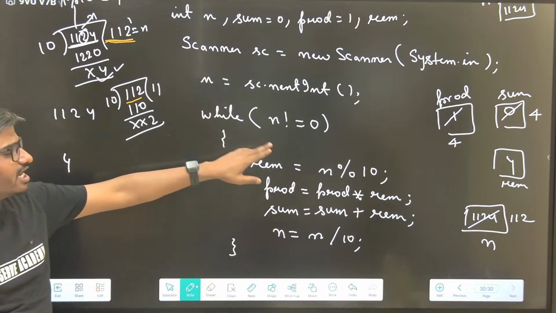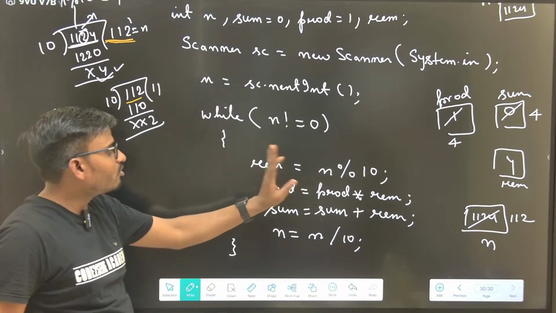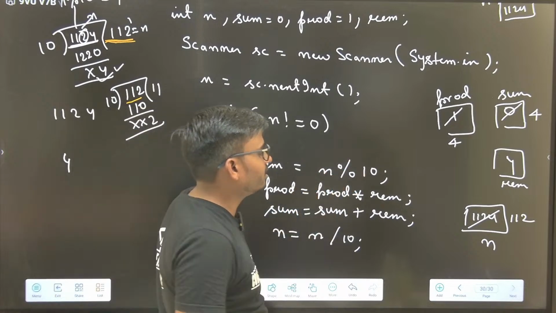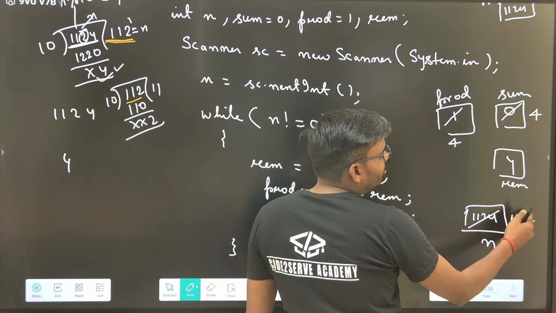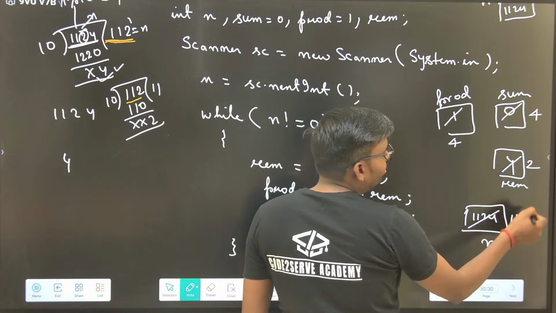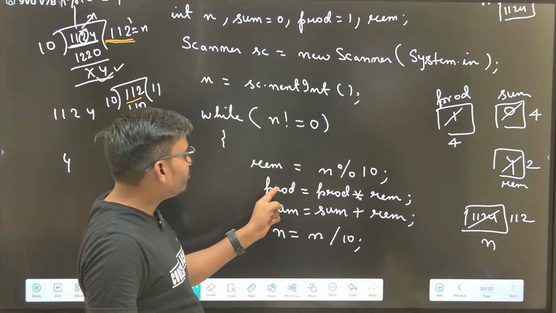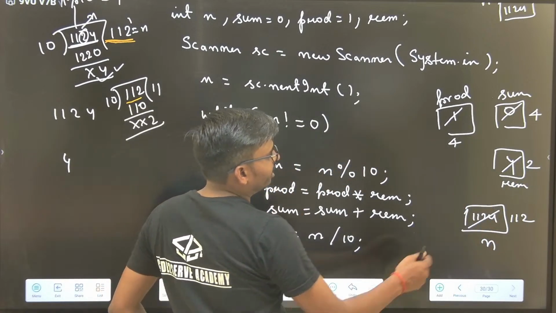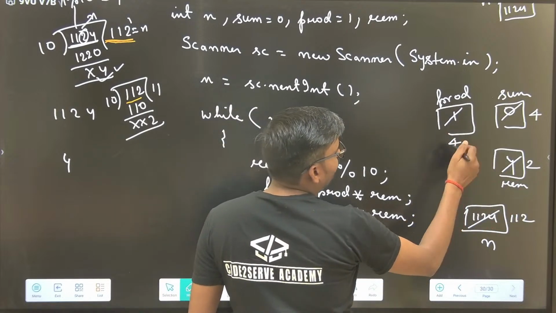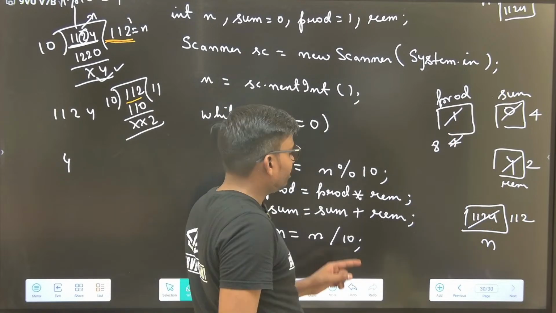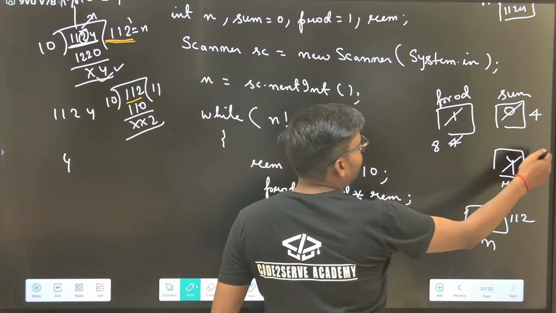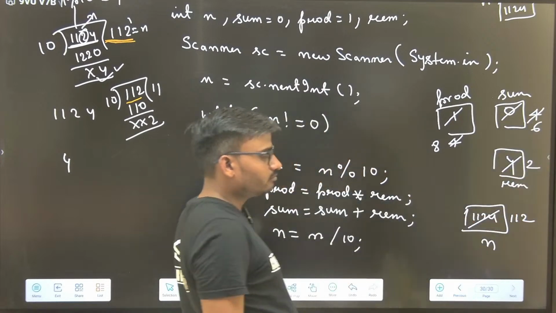For the next iteration, n is still not 0. Then it will come over here, n modulus 10. So if you try to find the remainder of this, it will be 2, the last digit. Got it? So product is equal to product into remainder. So product 4 into 2 is 8. All right. Now sum is equal to sum plus remainder. 4 plus 2 is 6.